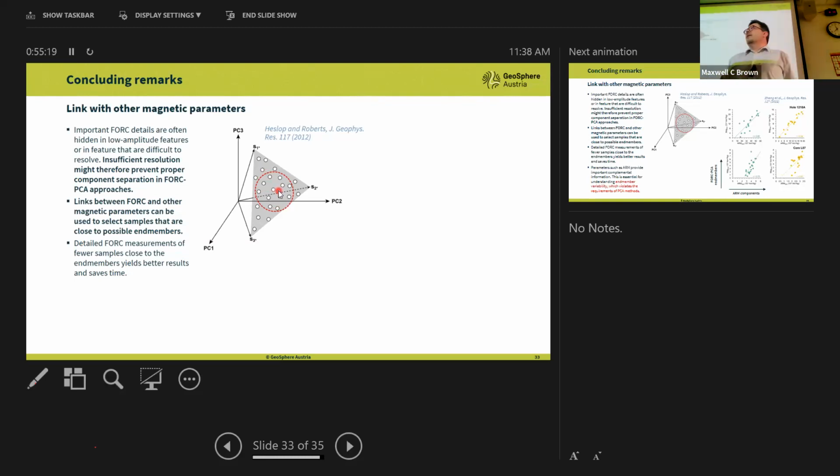Because FORC measurements are very time consuming, and because we cannot take shortcuts and eliminate the resolution or make the FORC space smaller, otherwise we lose details. And because certain parameters like the day plot parameters are inside FORC measurements, you can first run simpler measurements to pre-select your samples. And this will save some time.